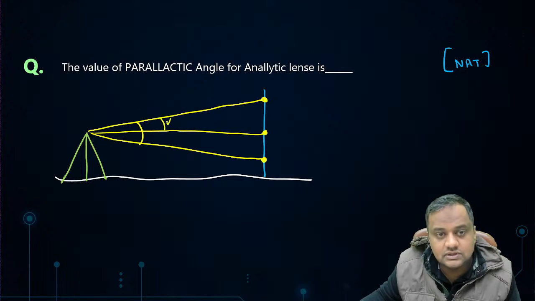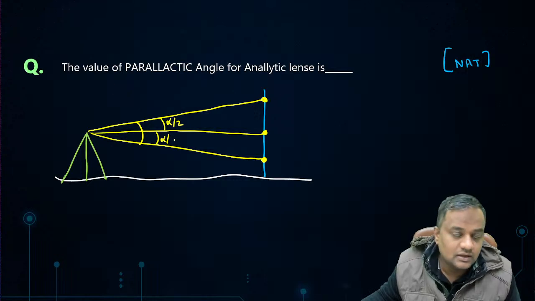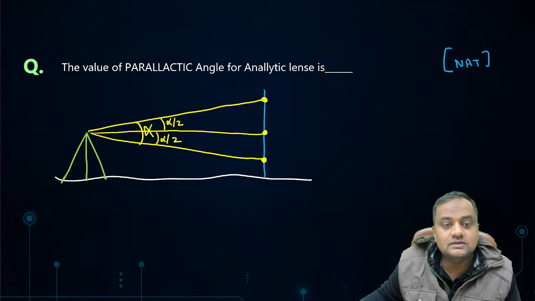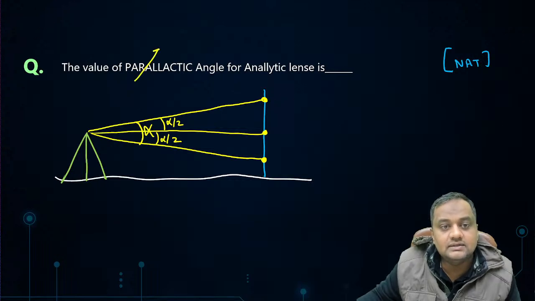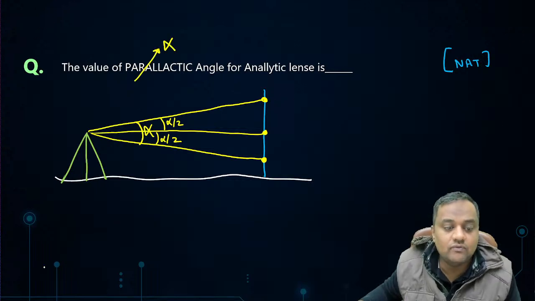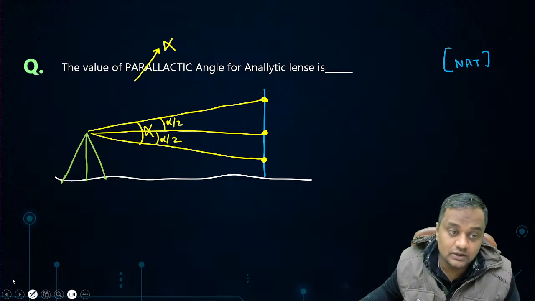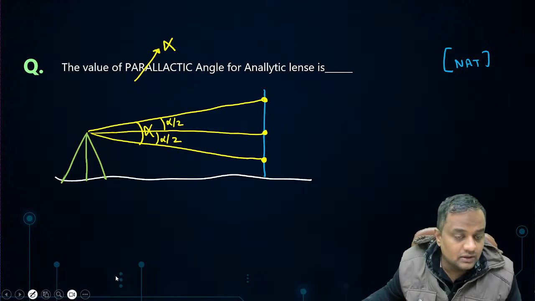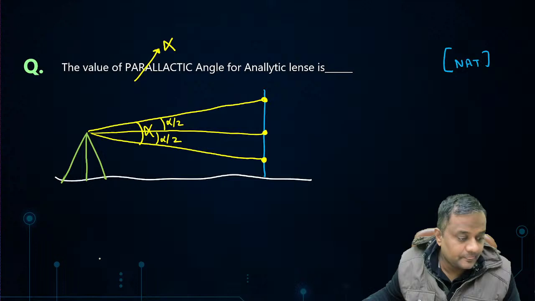So this is alpha by 2. The wires are equally spaced, na, in a non-defective tachometer. So this alpha is the parallactic angle. Parallactic angle is alpha. This alpha value I want to know. And let me tell you guys, you can do this. No need to remember. You can do this as well.